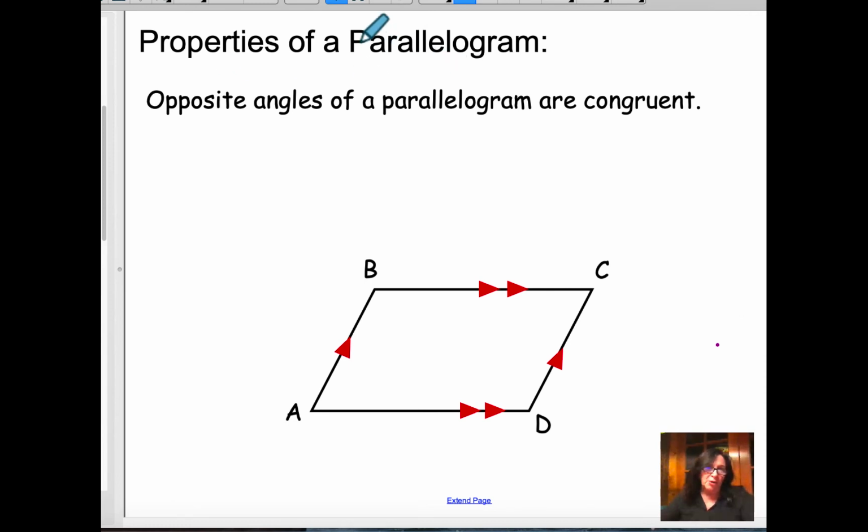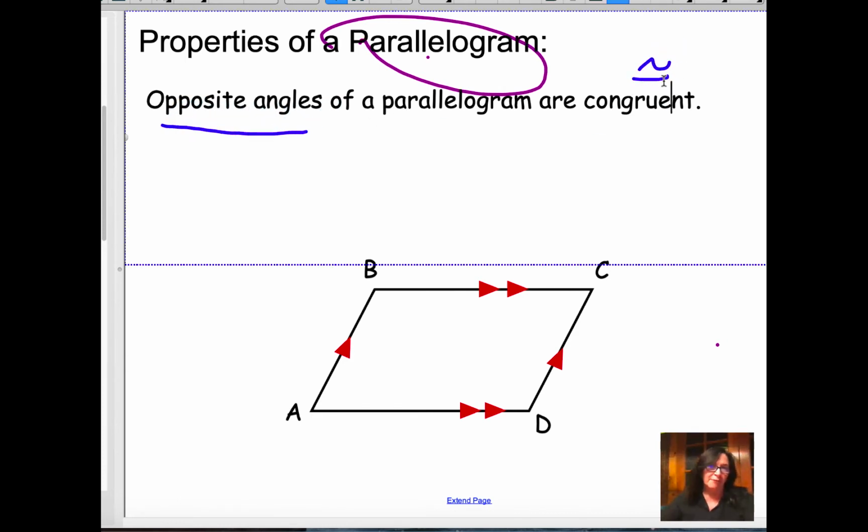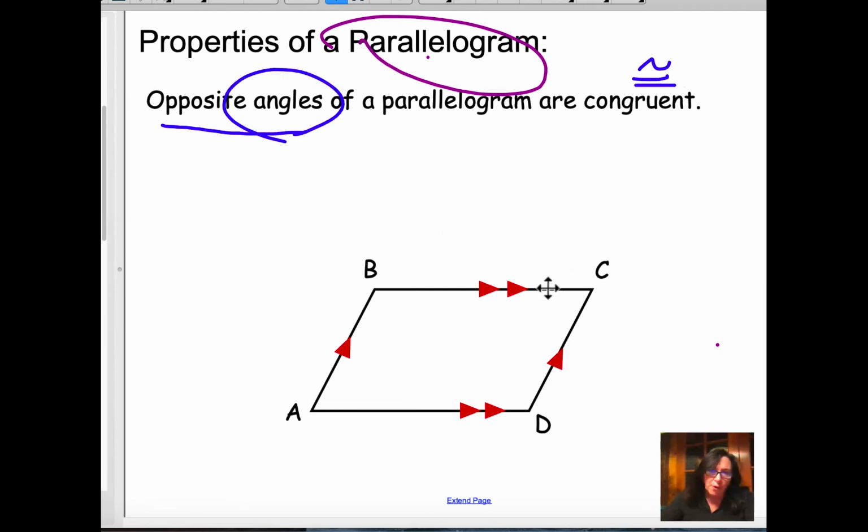Also, a parallelogram is like all powerful, right? A parallelogram also has opposite angles congruent. Remember the sign for congruent? So it has opposite sides congruent, or excuse me, opposite angles congruent. So that means that this angle here is congruent to this angle here, meaning if this was 50 degrees, this also would be 50 degrees. And whatever this angle is here is the same as this angle here.